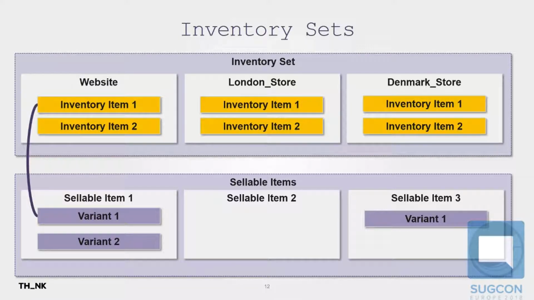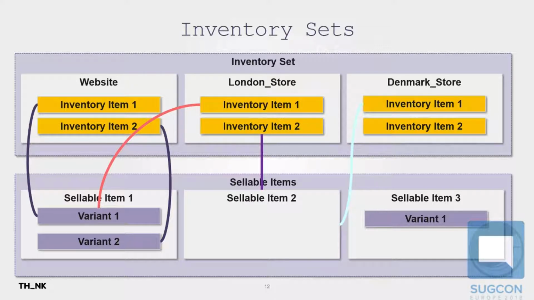So you can create an inventory set, and inventory item 1 has sellable item 1, let's say 20. So you've got 20 items to sell on your website. Inventory item 2 has variant 2, could be 10. And then the London store can have similar stuff, and so on.